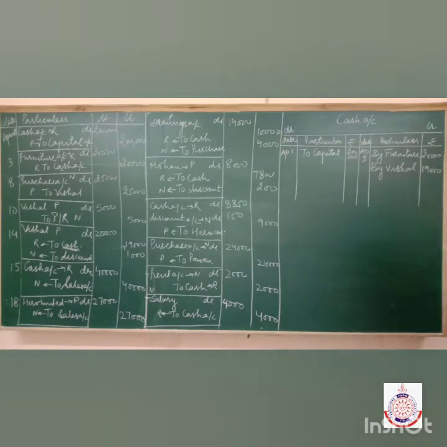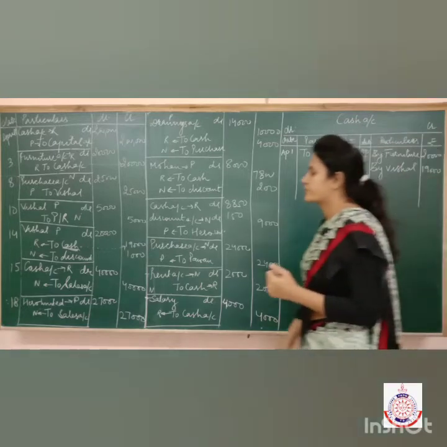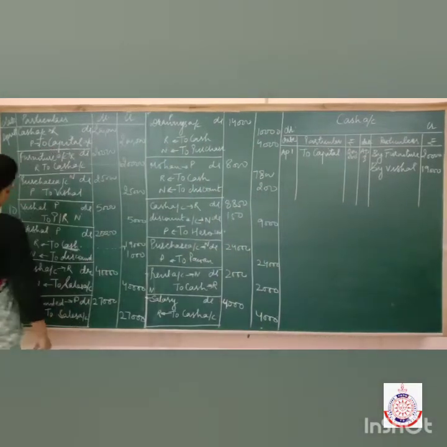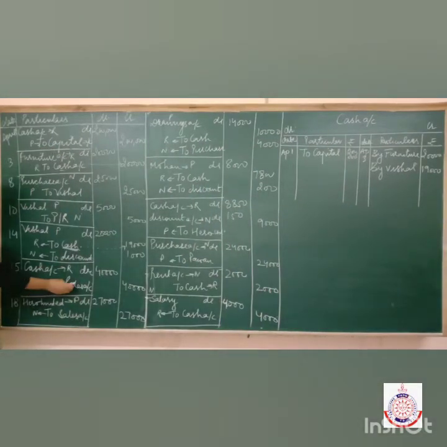So I hope this point is also clear to all. Now move to the next transaction. Next is cash account debited to sales account. Now in this entry, cash account is debited with rupees 40,000.